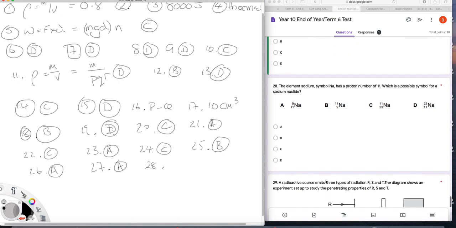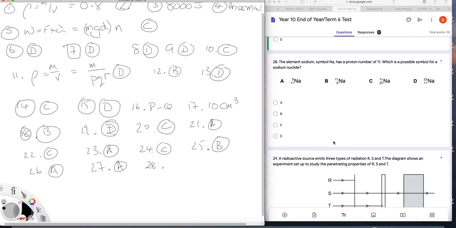28. The element sodium, symbol Na, has a proton number of 11. Which is a possible symbol for a sodium nuclide? Well, 11 is right, but that can't be less than that because that has to be all of these plus something more. So that's wrong. That should be 11. That isn't 11. That has to be. So it has to be D.